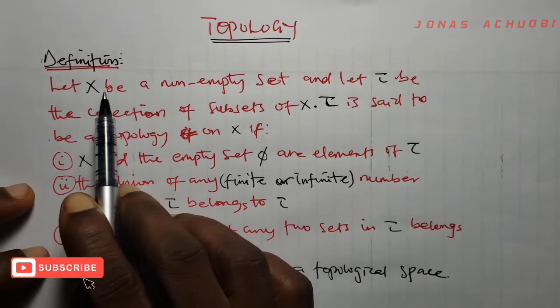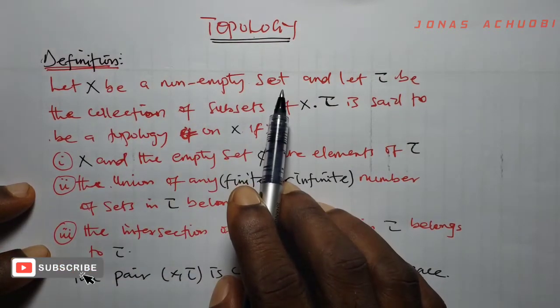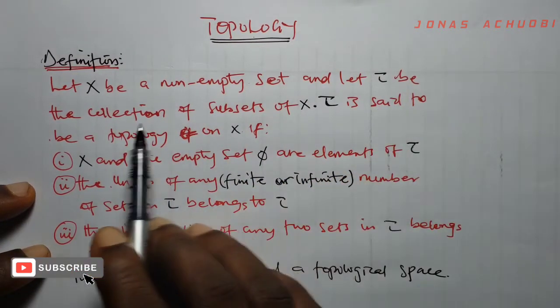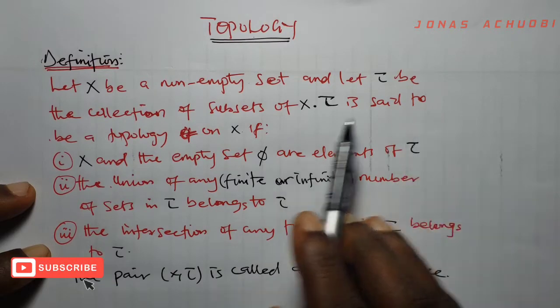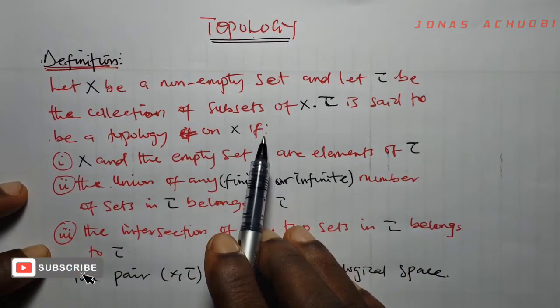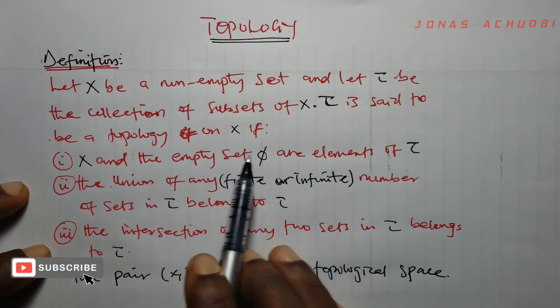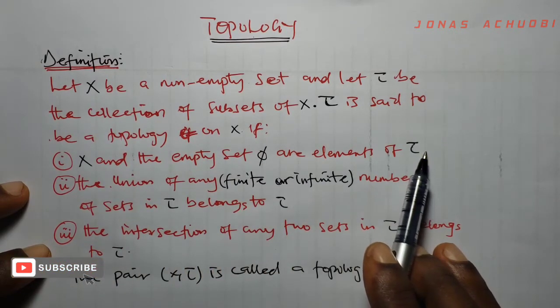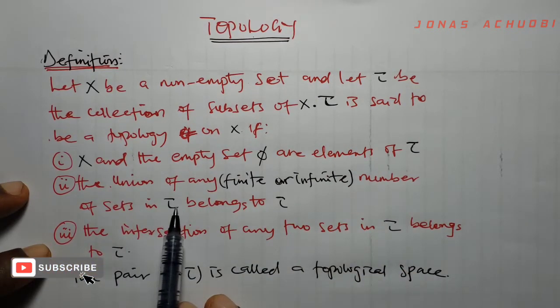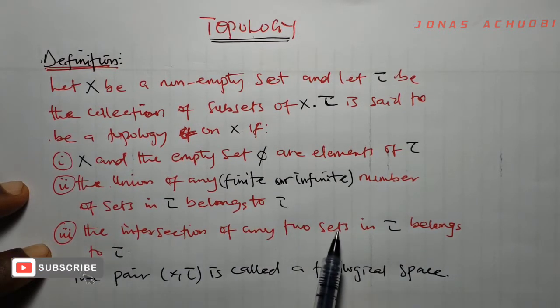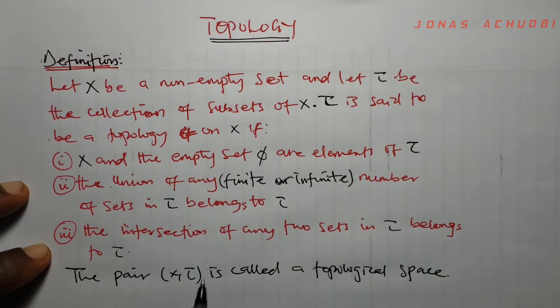Definition: let X be a non-empty set and let tau be the collection of subsets of X. Tau is said to be a topology on X if 1. X and the empty set are elements of tau. 2. The union of any number of sets in tau belongs to tau. And 3. The intersection of any two sets in tau belongs to tau. Now the pair (X, tau) is called a topological space.